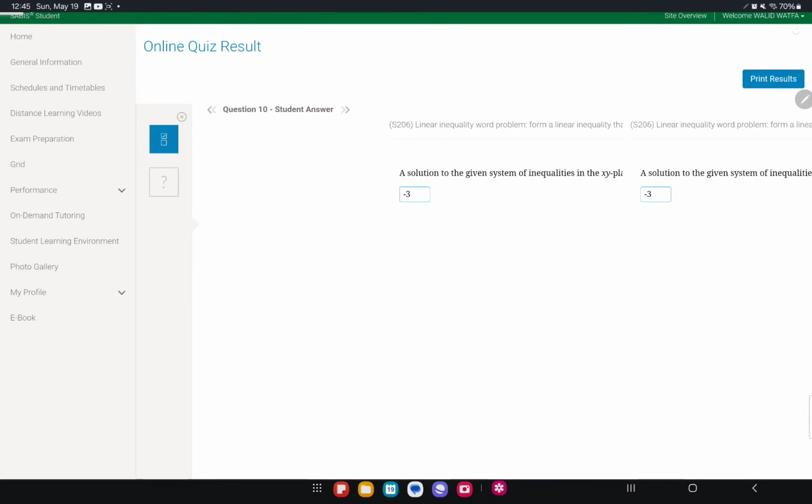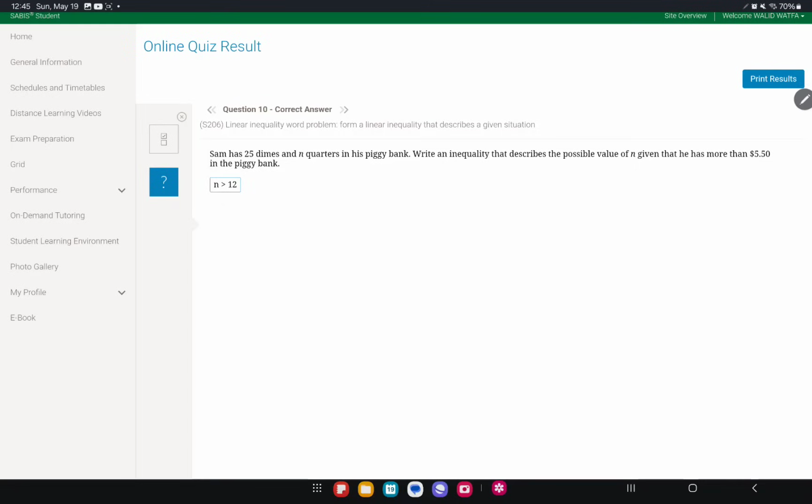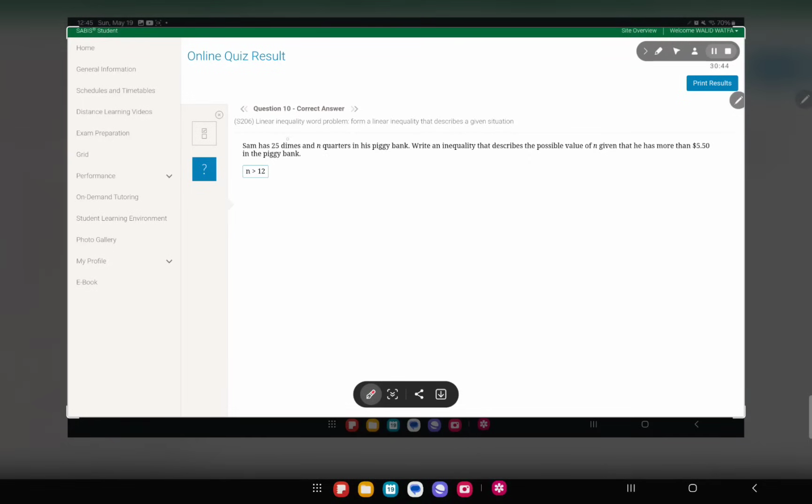Question 10. Okay, this is very easy. Sam has 25 dimes. Okay, a dime is $0.1, by the way. And n quarters, you know, quarters are $0.25, in his piggy bank. Write an inequality that describes the possible value of n given that he has more than $5.5. Okay, 25 dimes.